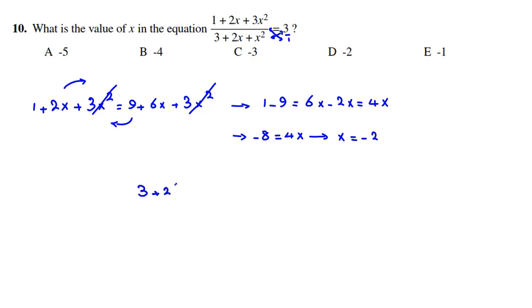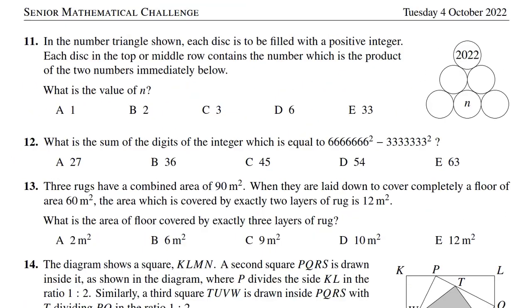3 plus 2 times negative 2 plus negative 2 squared. It will be 3 minus 4 plus 4. It will be 3. So the denominator is not 0, and x equals negative 2 works. So the answer is D. That was problem 10. Let's try problem 11.